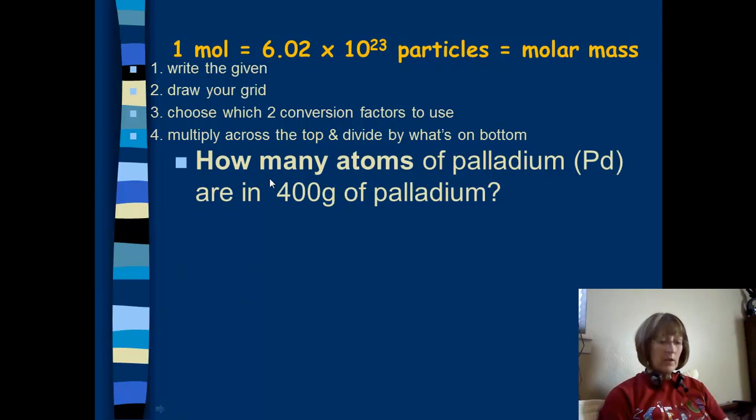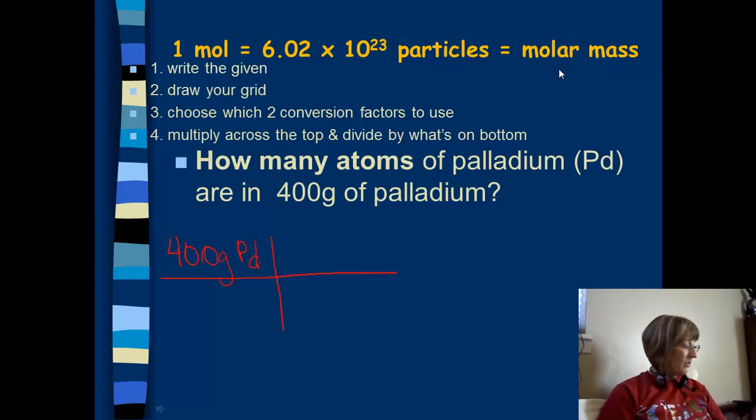Again, you can always pause this if you're not sure about something and go back and listen to it again. How many atoms of palladium are in 400 grams of palladium? So 1, write the given. 400 grams of palladium. 2, draw the grid. 3, choose your conversion factors. All right here. I've got grams here. That means I'm going to have the molar mass. Mass is grams. So I look on the periodic table, and palladium has a molar mass of 106 grams.